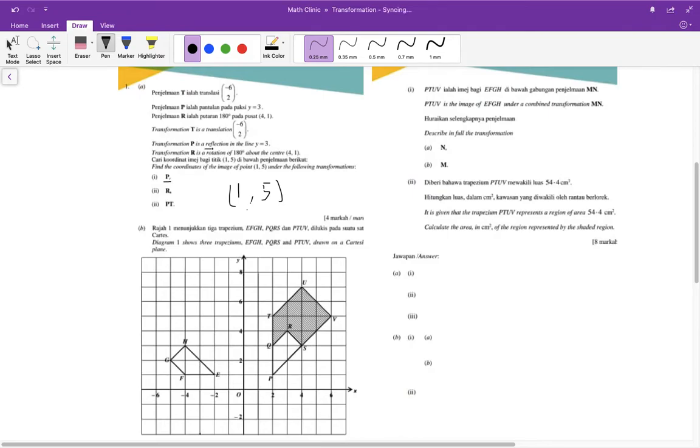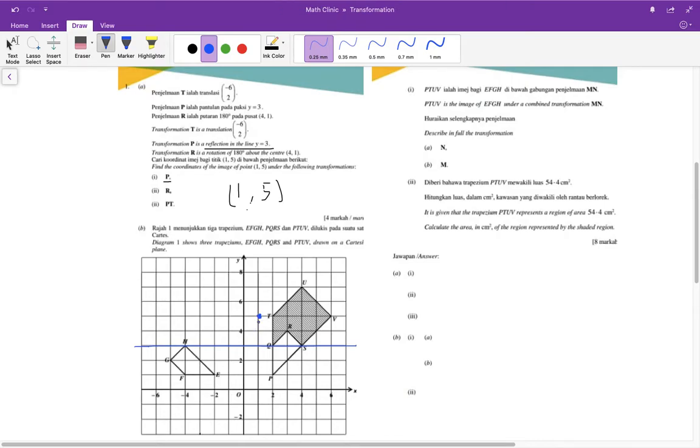P is a reflection in the line y = 3. y = 3 means the line is over here. You can see my line, right? I just use a blue line, it's easier to see, it's visible. So the reflection is on this line, and your point is on this side.